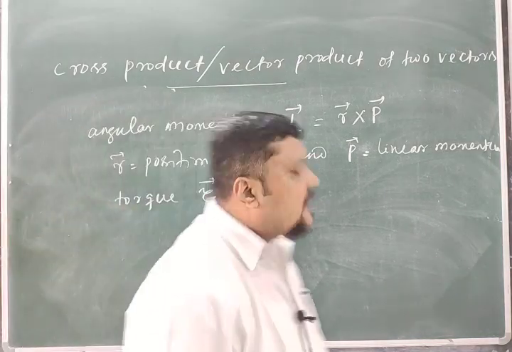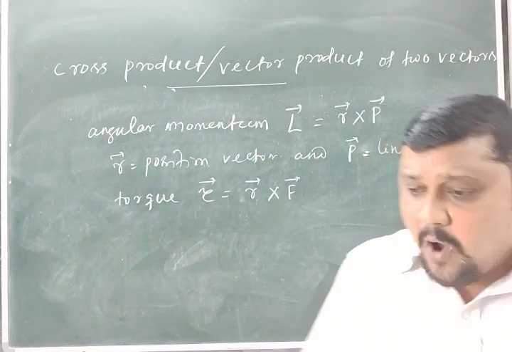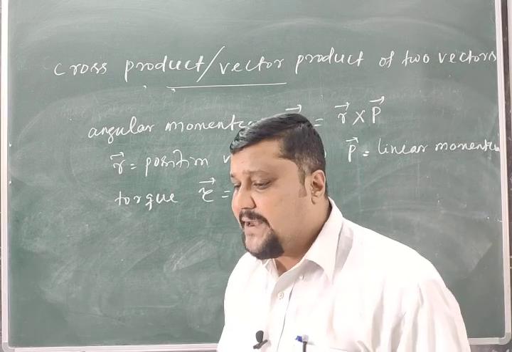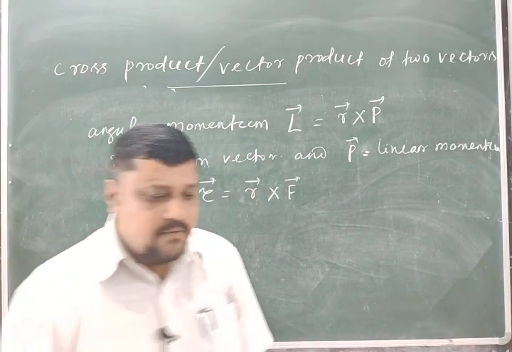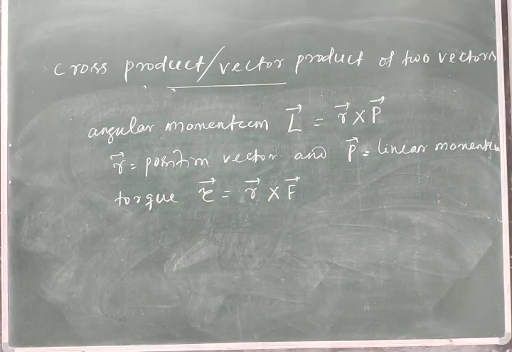So this is about the example of cross product or vector product. Now we will go for some of the properties of the cross product or vector product of two vectors. Let me erase this one.